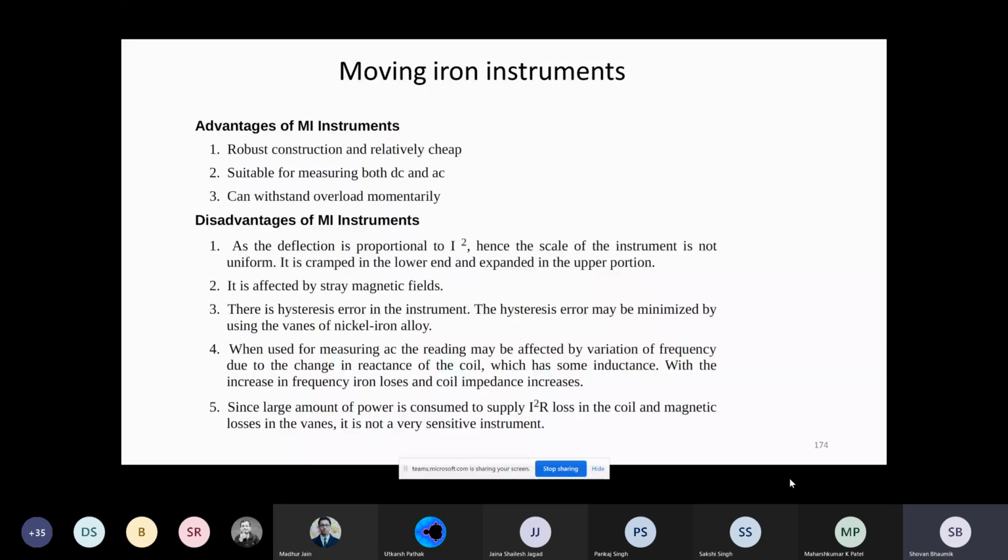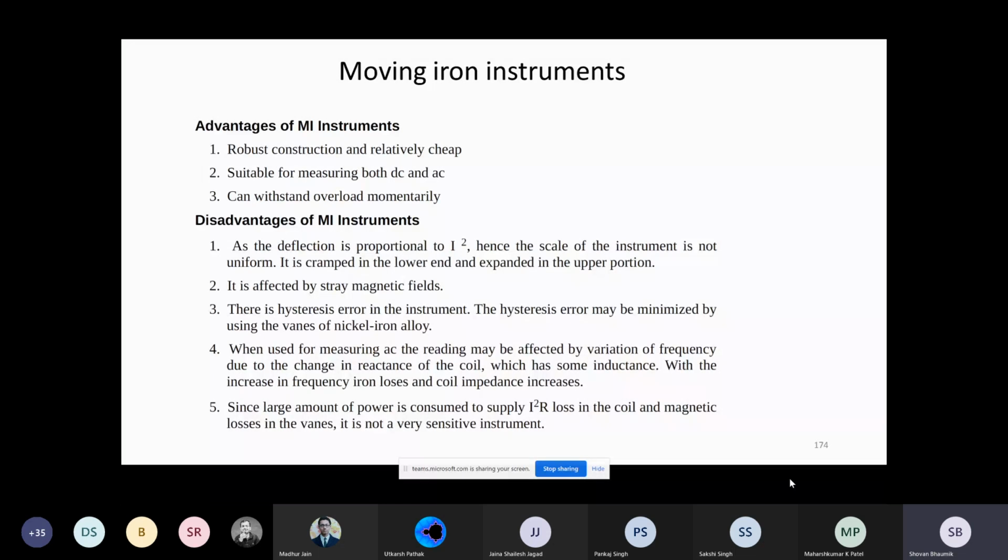And later we will read that for some range of the frequency, it is fine, and if it goes beyond some range, it is not possible to use a moving iron instrument, or we need to build a special moving iron instrument or take some precaution. That we'll discuss at a later stage.